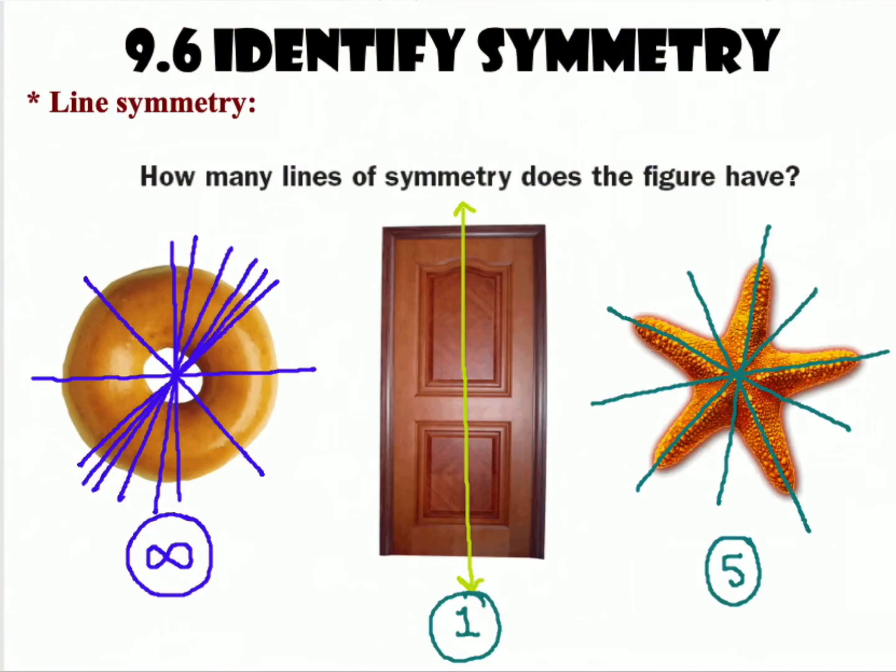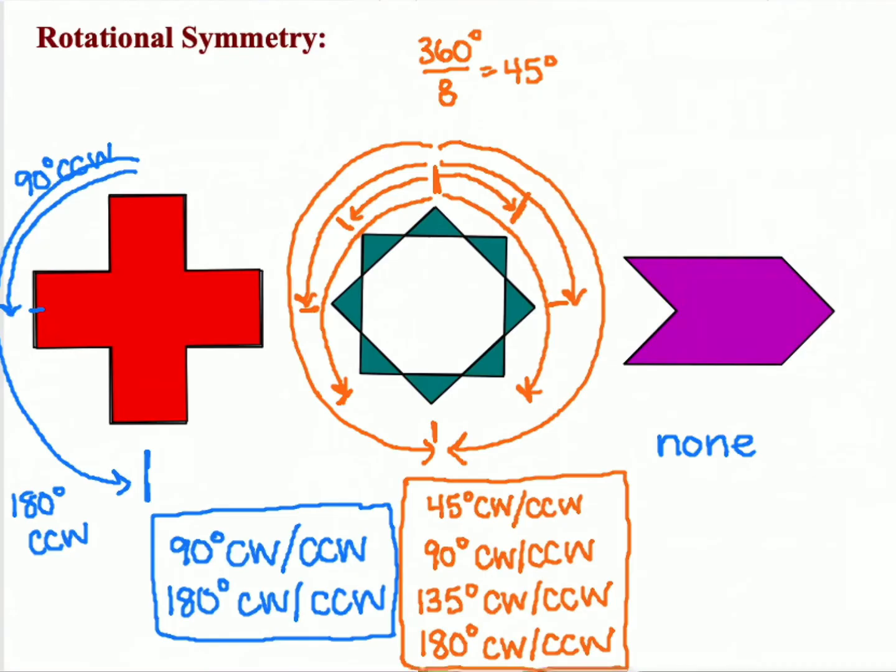So that's our lesson for today. We learned about line symmetry, which is more like a reflection or a fold, and rotational symmetry.